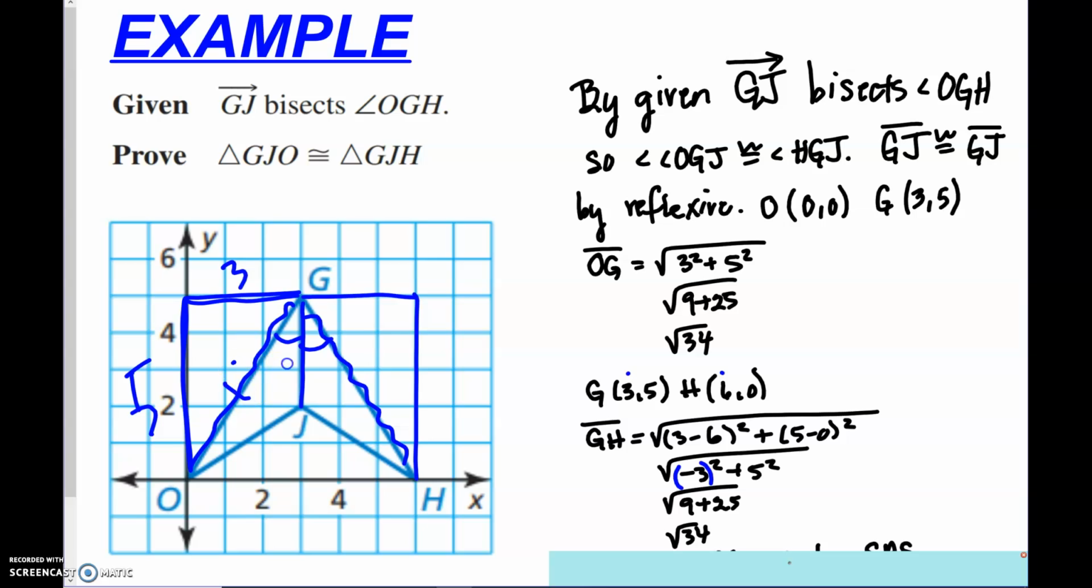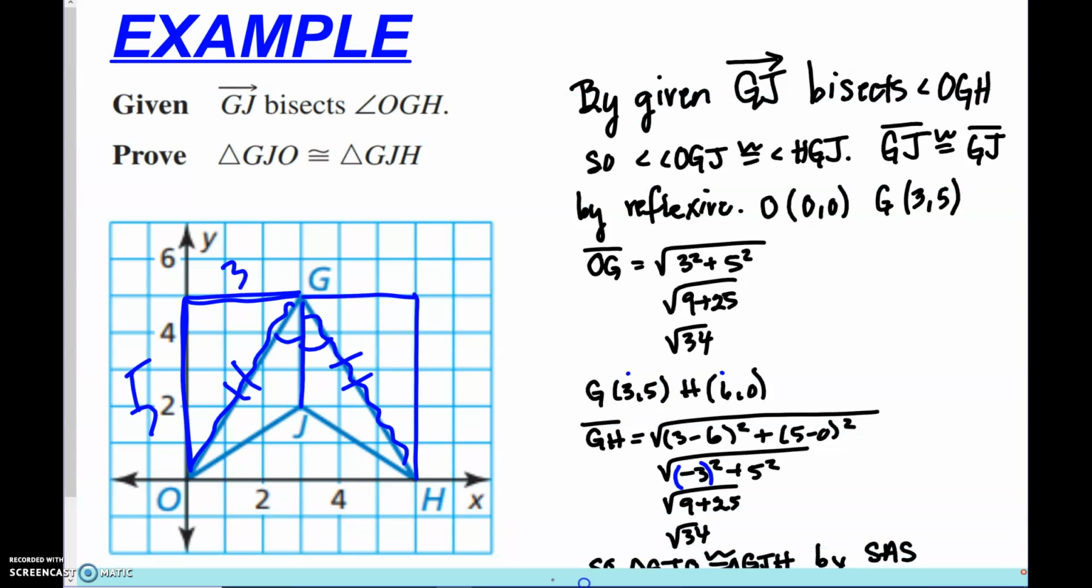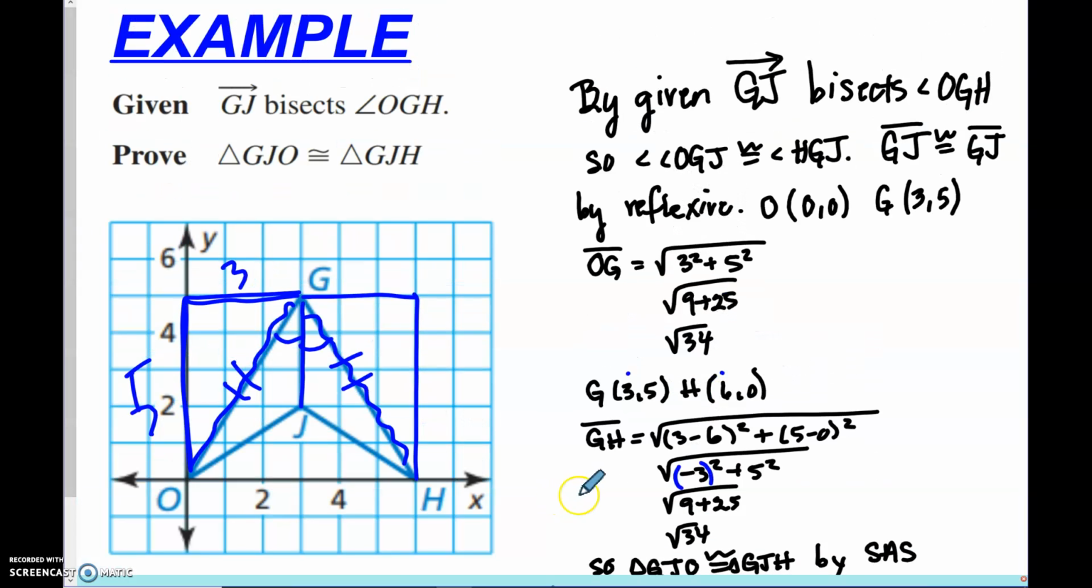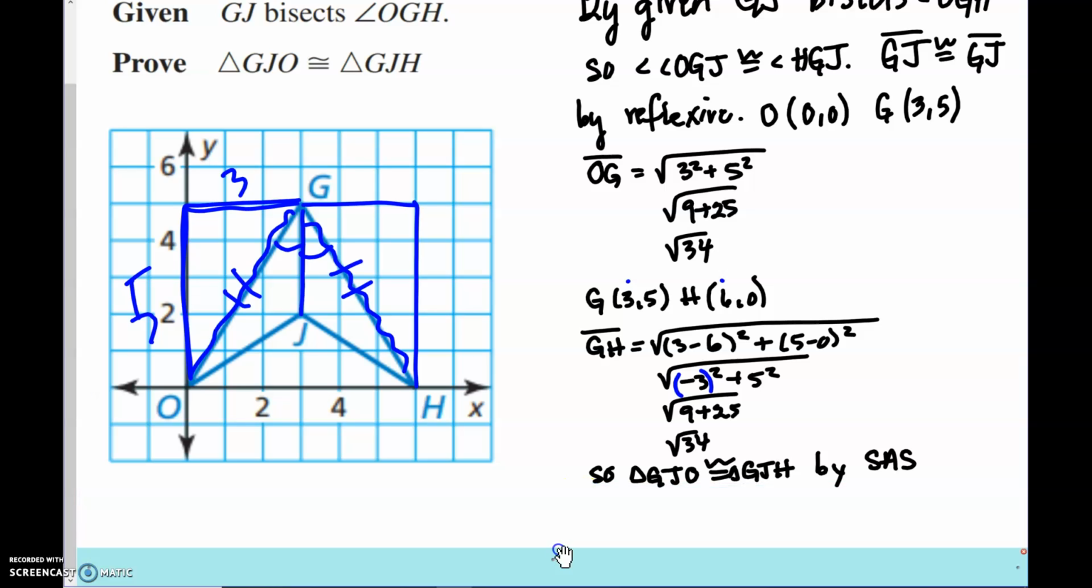So now I have this side congruent to that side. So I have my two triangles congruent by side, angle, side.